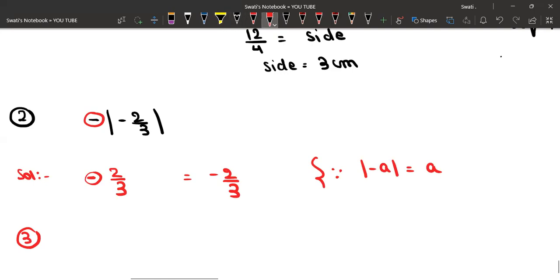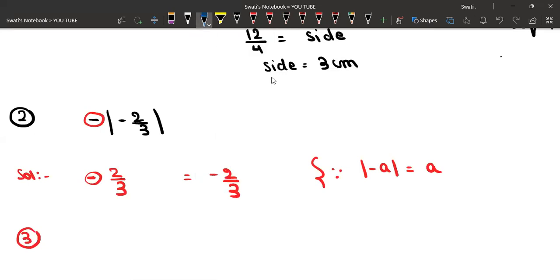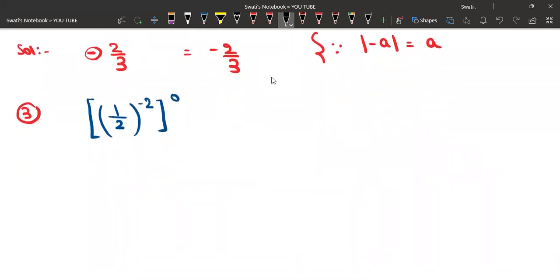So for the third question, we need to find out the value of, I'll change the color, 1 by 2 raised to minus 2 and then raised to 0, right? So this is a very simple question. Here we are going to use one property of exponents. I'll also tell you which property of exponents I'm going to use here. And the property is, if we have a raised to m raised to n, this is actually a raised to m times n, right?